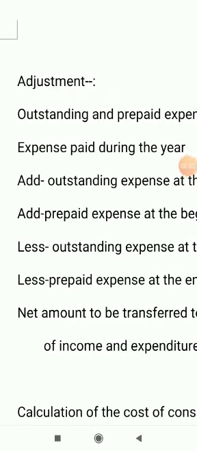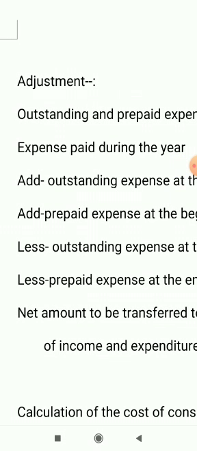Okay, our topic today is adjustment. These adjustments are utilized when making the income and expenditure account. First, outstanding, and second, prepaid. Outstanding means if we have not paid an expense to an outsider or others, that is outstanding. And prepaid means if we have paid an expense in advance, that is prepaid.